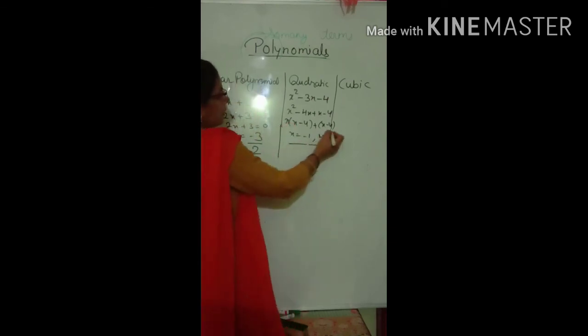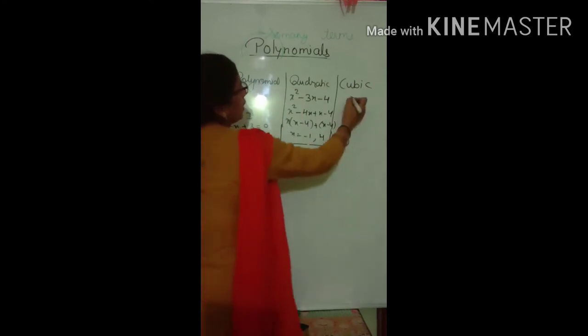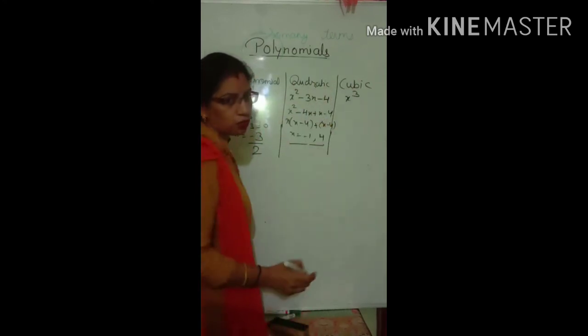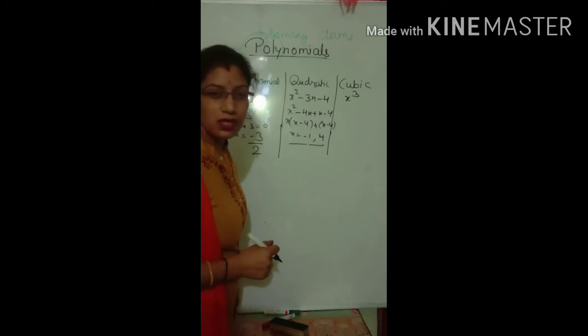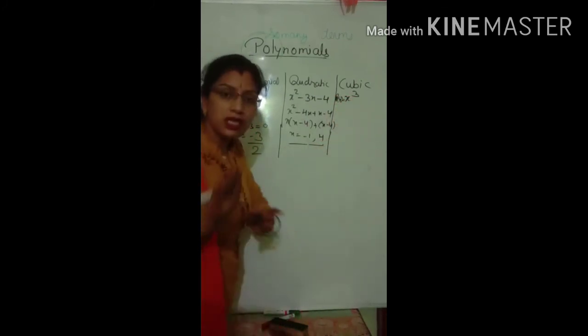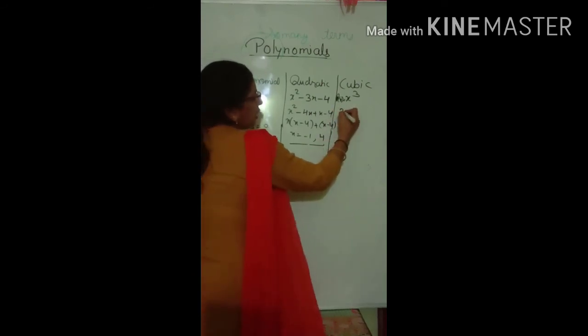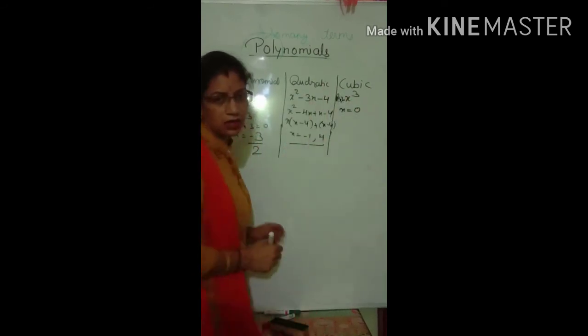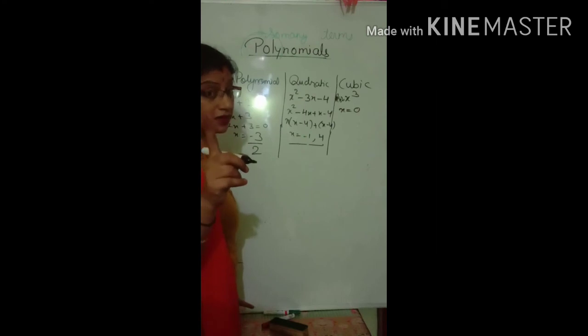Okay, then come to cubic. Let me take one cubic polynomial, x cube. Can you tell me how many zeros are there? This is a polynomial of x. इसका मतलब कि x cube 0 हो जाना चाहिए. तो एक ही वैल्यू है, x को हम 0 रख दे तो 0 हो जाएगा. तो इसका मतलब इसके सिर्फ एक ही 0 आ रहा है.